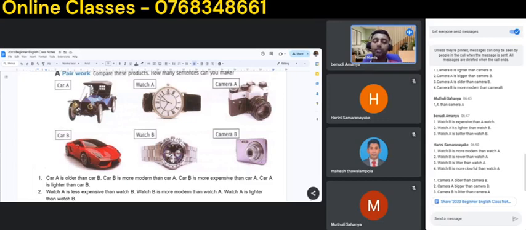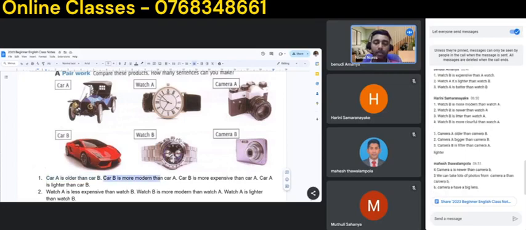Car A is older than car B. Car B is more modern than car A. Car B is more expensive than car A. Car A is lighter than car B.